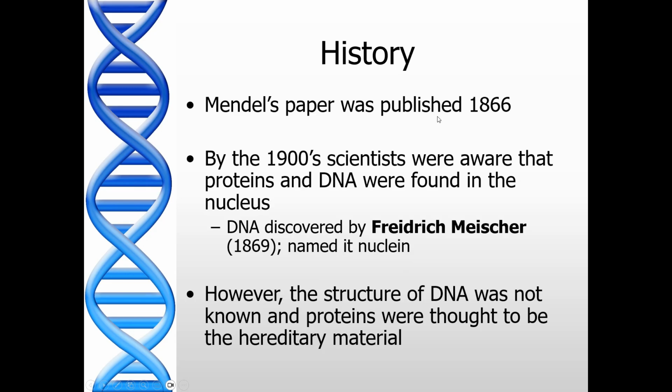We just finished up genetics, and Mendel's paper was published in 1866. He actually didn't get credit for his work while he was still alive. It was after he had died. But his paper on genetics was published in 1866. So we did not have the model of DNA by Watson and Crick until the 1950s.